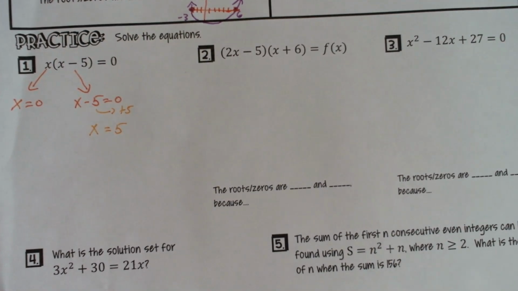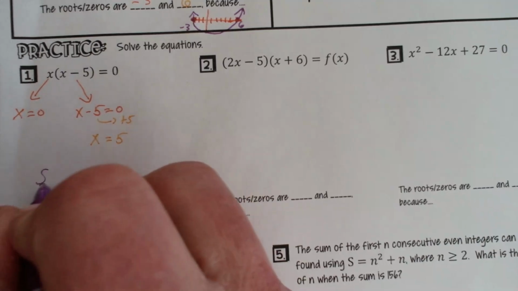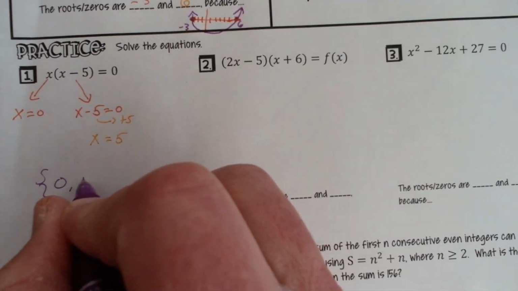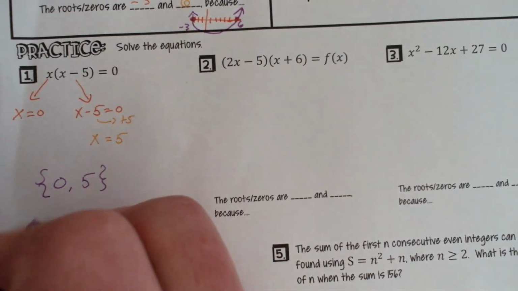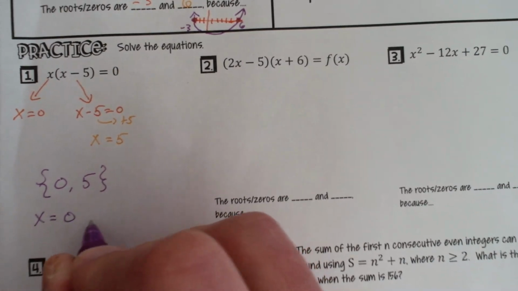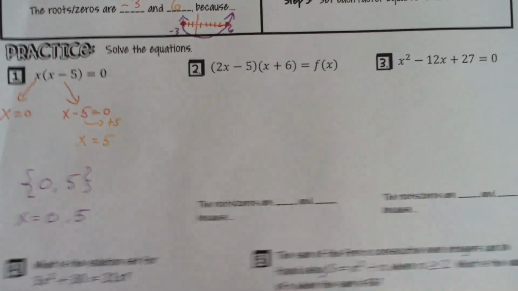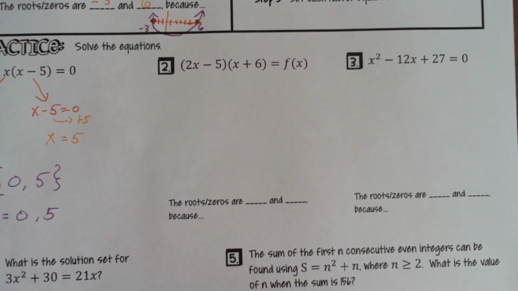Therefore, my roots or zeros, again, I would write these in brackets, would be 0 and 5. Or I could say x equals 0, comma, 5. Okay, let's look at this one. This one we're going to have to do a bit more math with.